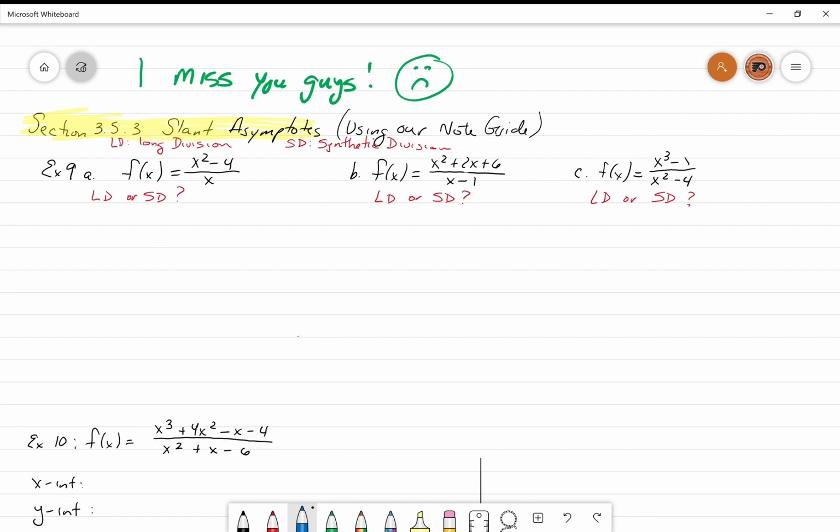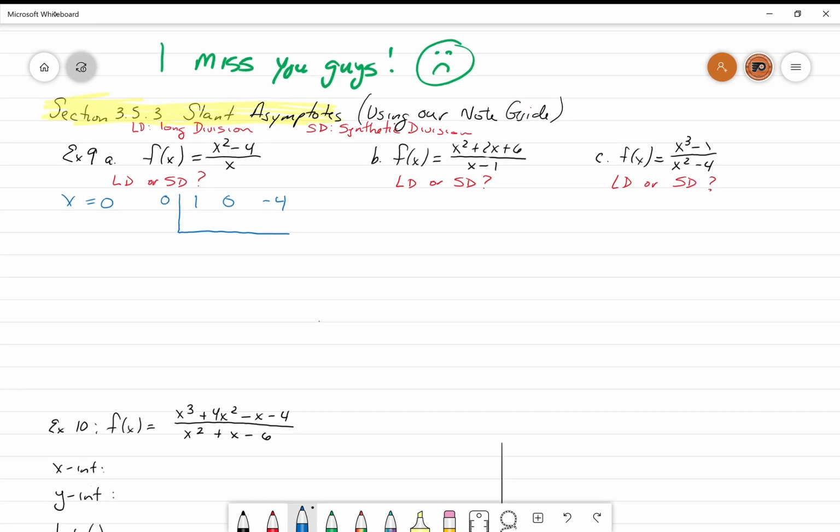Here's my handwritten version. So first of all, example 9 asks us to find the slant asymptotes. So we're going to have to use either long division or synthetic division depending on the case. Our first example, part A, is able to be done with synthetic division. So I'm going to take that denominator, set it equal to 0, and that tells me what I'll use to synthetically divide. I'm going to create my synthetic division problem.